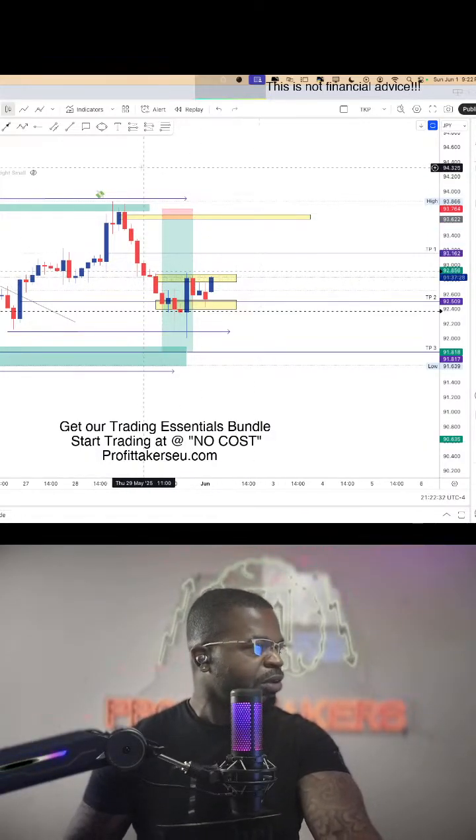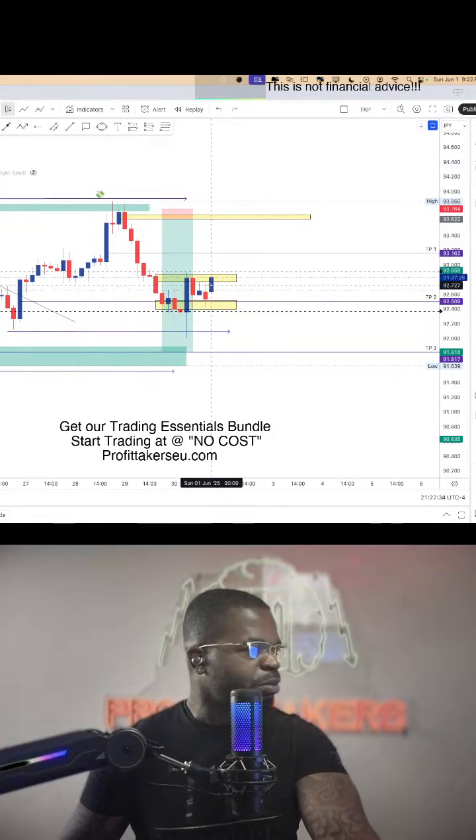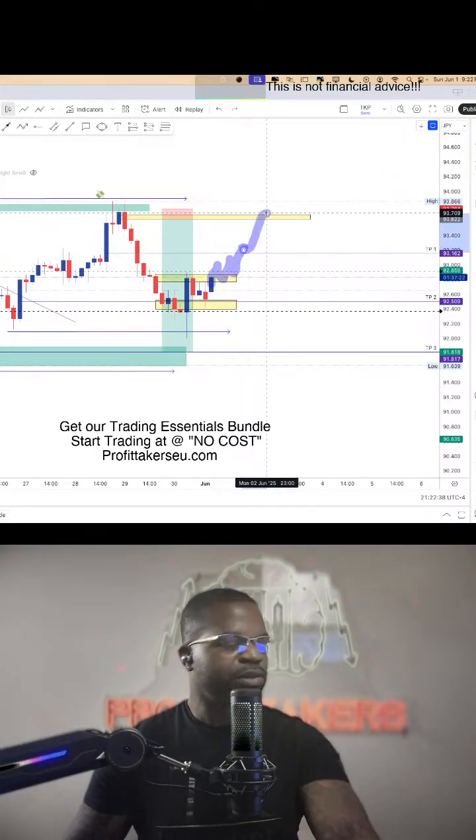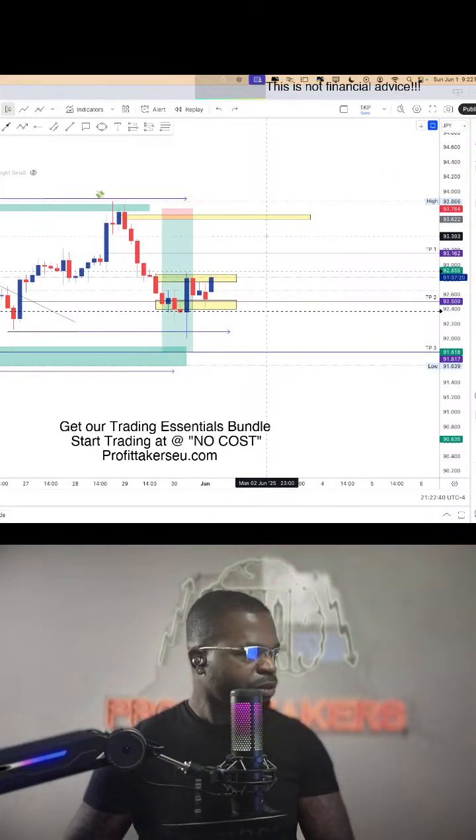All right, so we got these alerts set. If we get a break above during London session, I might actually buy this up to our sell entry.